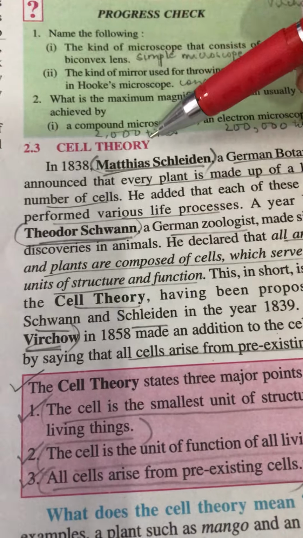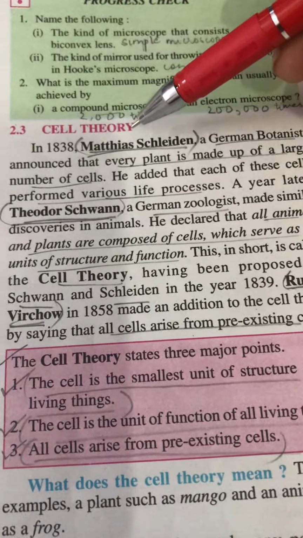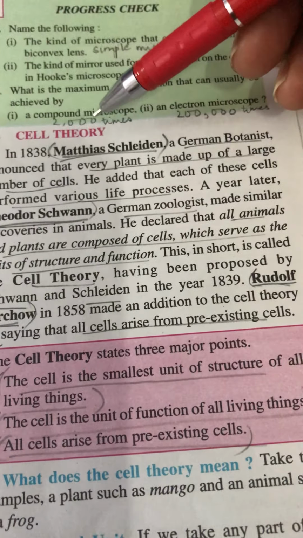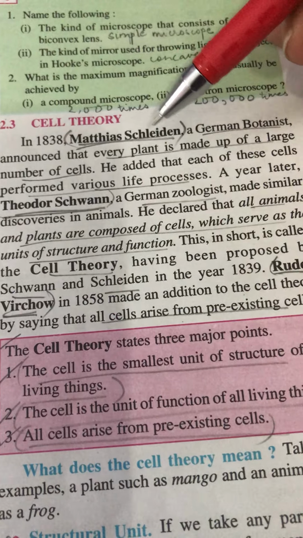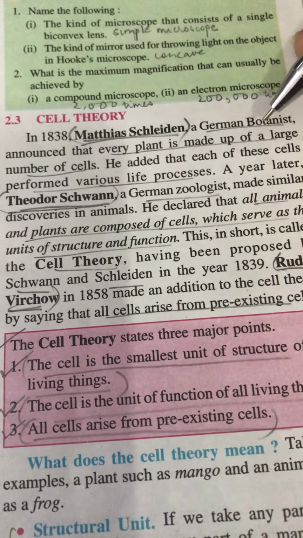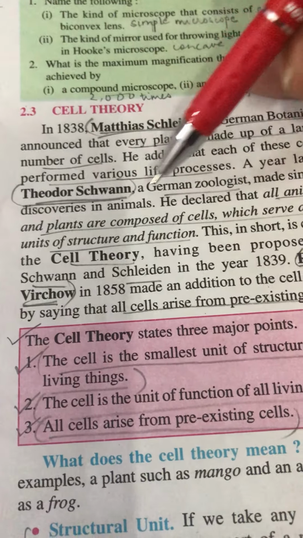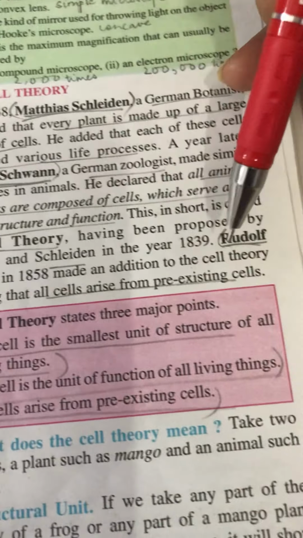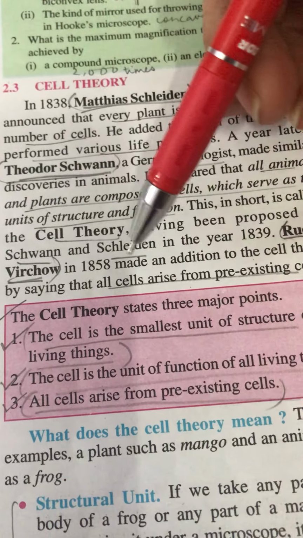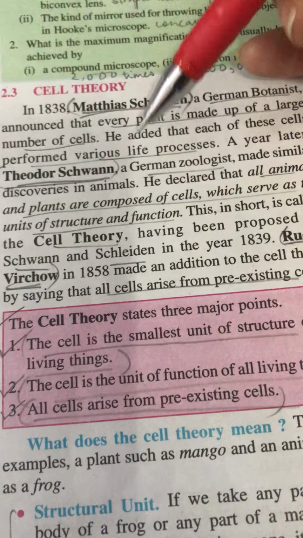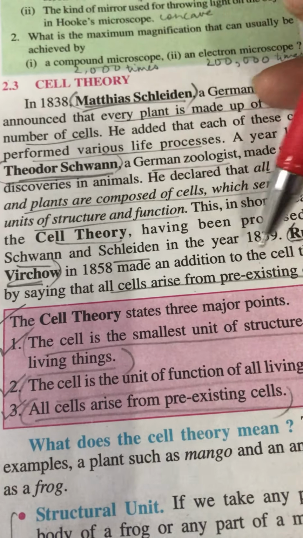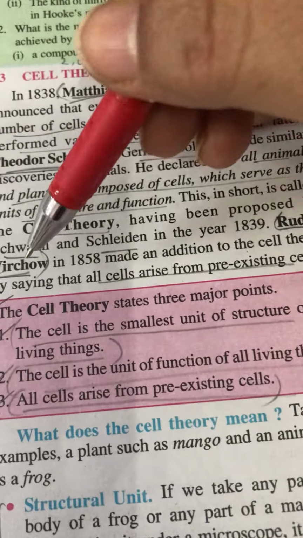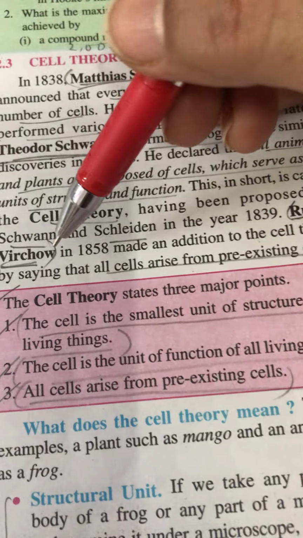Coming up next to the cell theory. We have studied about cell theory before also. The three main scientists who proposed the cell theory were Matthias Schleiden, who was a botanist, Theodor Schwann, who was a zoologist, and Rudolf Virchow, who made an addition to the cell theory. The cell theory was originally proposed by Schleiden and Schwann, and later on Rudolf Virchow in 1858 made an addition to it.